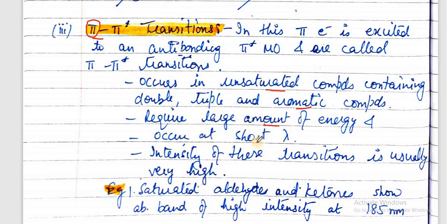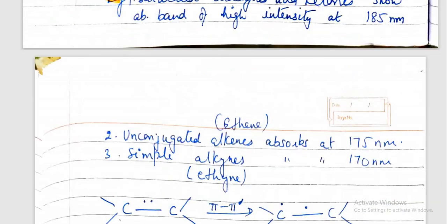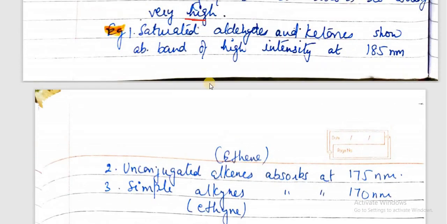It means they occur at shorter wavelength, and thus the intensity of transition is usually very high, and this will be discussed in detail further. So pi to pi star transitions occur in unsaturated compounds, require a large amount of energy, occur at shorter wavelength, and intensity is usually very high. An example is saturated aldehydes and ketones. Saturated aldehydes and ketones show an absorption band of high intensity at 185.